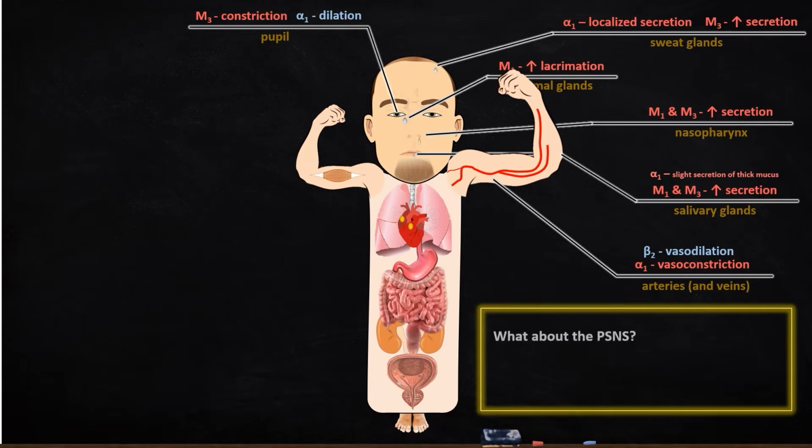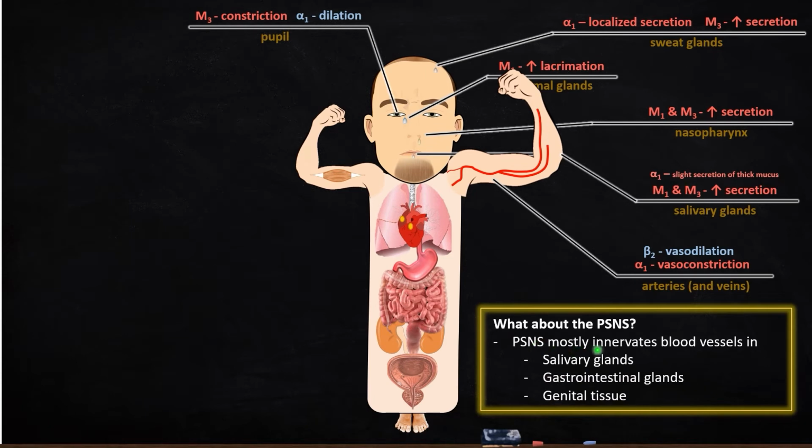And then finally, you might be asking at this point, what about the parasympathetic nervous system? What about muscarinic receptors here? The truth is, the parasympathetic nervous system mostly innervates blood vessels in salivary glands, gastrointestinal glands, and genital tissue. So we have very little role of the parasympathetic nervous system in mediating blood vessel diameter for the majority of the body. Okay, so the PSNS is not really used to regulate that resistance to blood flow. It is used to regulate the heart, which we will talk about in a little bit.